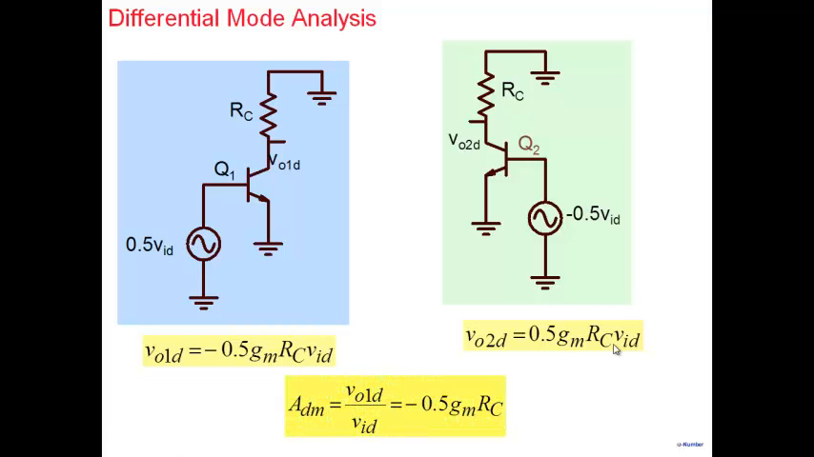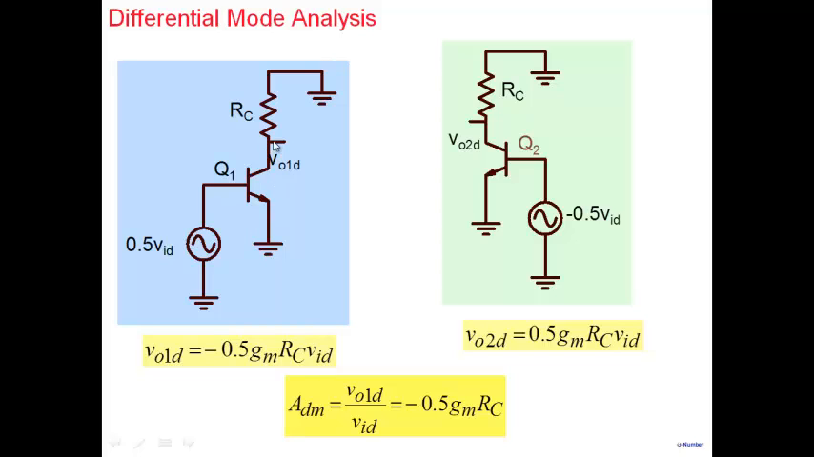So finally, the relationship between this voltage here and the differential input voltage is what we call as the gain here. So V01D divided by VID here is what we call as the differential mode gain, and that value is equal to minus 0.5 GMRC. Okay, which means that the differential part of the output here is related to VID through this particular gain, which is 0.5 times GMRC. So this is what we call as the differential mode gain.